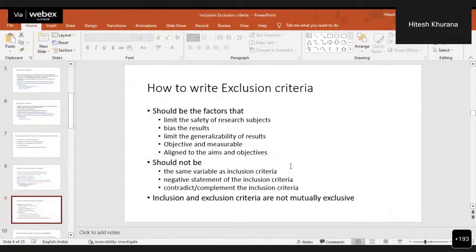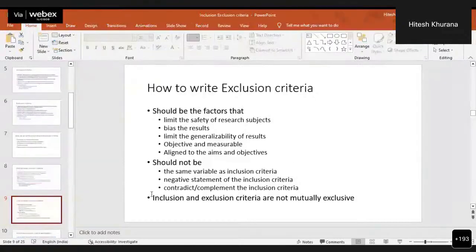We cannot say that if we are taking a depressed person, then manic patients will be excluded. This is understood, or we need to make it more refined, that any other kind of psychiatric problem would be excluded. And excluding mania is understood, because mania and depression won't coexist in the same person. It will be a different kind of category of the disease. And exclusion criteria that contradict or complement an inclusion criteria are also not a good kind of exclusion criteria.